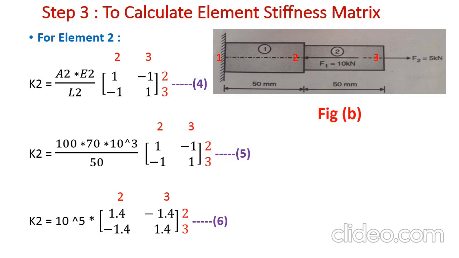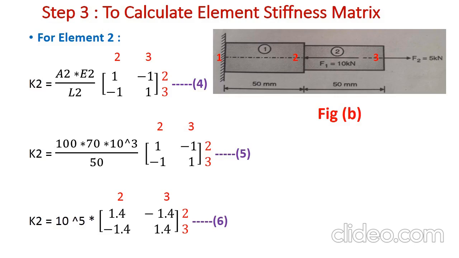Next step, we will calculate stiffness matrix for element 2. As it is element 2, its stiffness matrix will be noted by letter K2, and its formula is now A2 E2 upon L2, [1, -1; -1, 1]. From data we will substitute values of area, modulus of elasticity and length. Area is 100 mm square. E2 was given 70 GPa. We will convert it into Newton per mm square. That's why 70 into 10 raised to 3 upon L2, 50.